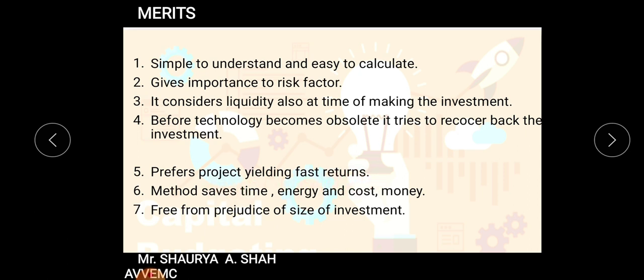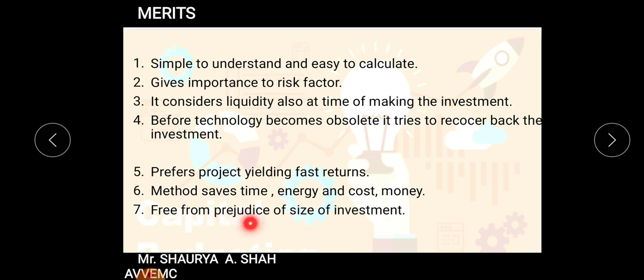Next is, this method saves time, energy, cost and money, right? How? Because it is simple to calculate and easy to understand. Again, the project analyst can calculate on the basis of estimated cash flows and the number of years. So it saves time, energy, cost and money.